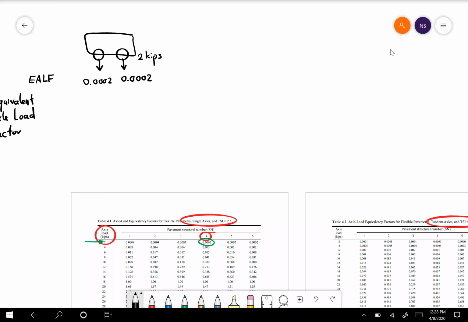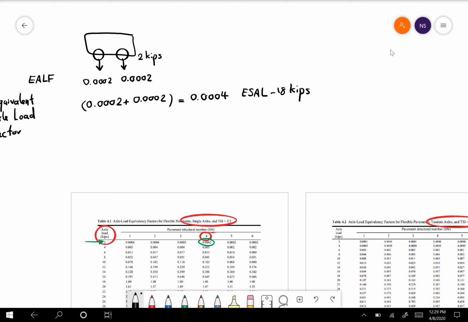So what does this mean? It means that for one regular passenger car with this configuration, we have two axles, so we have 0.0002 plus 0.0002, which is going to be 0.0004. And what does this mean? This means that one passing of this car is equivalent to 0.0004 ESAL, or 18 kips ESAL.